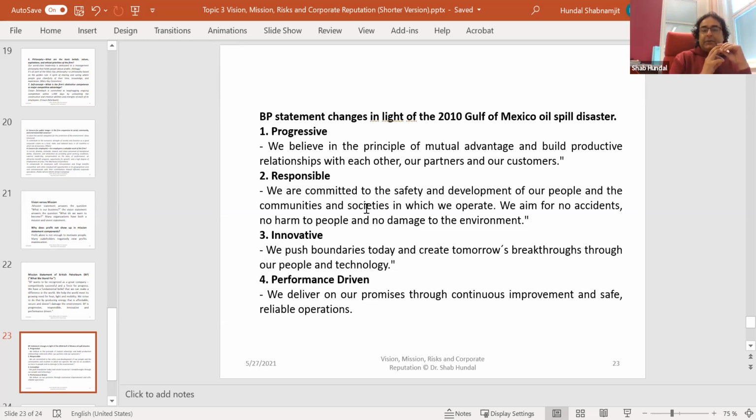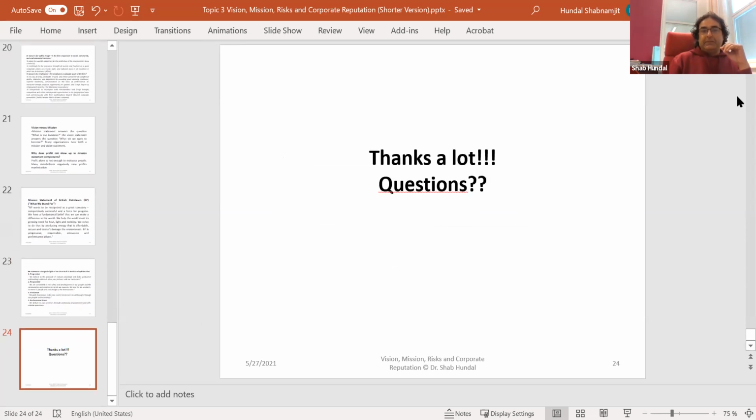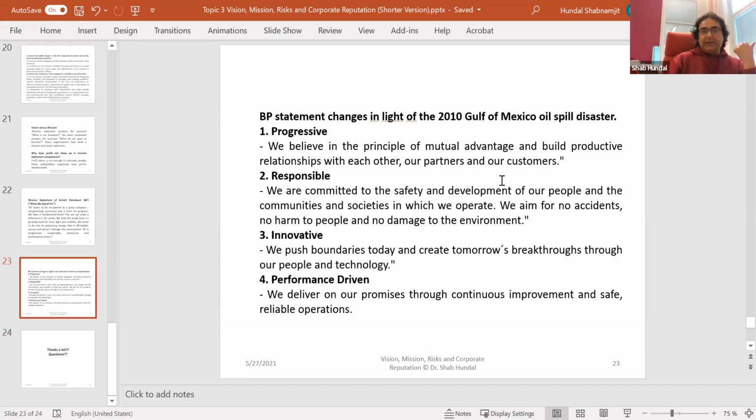And then they say in their 2010 mission statement, we push boundaries today and create tomorrow's breakthrough through our people and technology. And then they talk about performance, and they say that we deliver on our promises through continuous improvement and safe and reliable operation. So this was the mission statement of the company, and accidentally it relates to 2010, when this big accident happened in the Gulf of Mexico. So these are the things which you need to keep in mind.